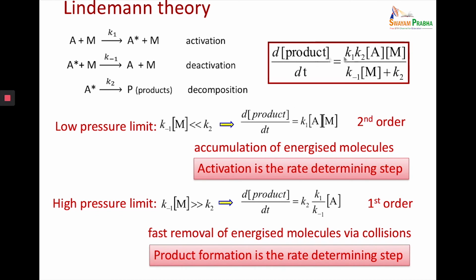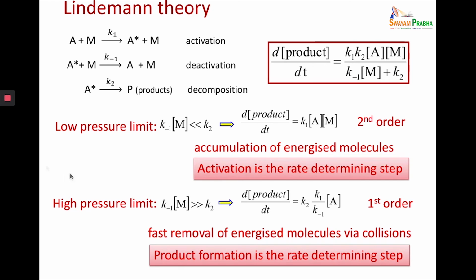Then I can write simply K1 K2 upon K2 into A into M. K2 and K2 will cancel out and I will be left with K1 into the concentration of A into M. So this reaction is second order. It is first order with respect to reactant A and first order with respect to M, the other molecule. So under low pressure conditions, which proves what Hinshelwood had said, these decomposition reactions follow second order kinetics.